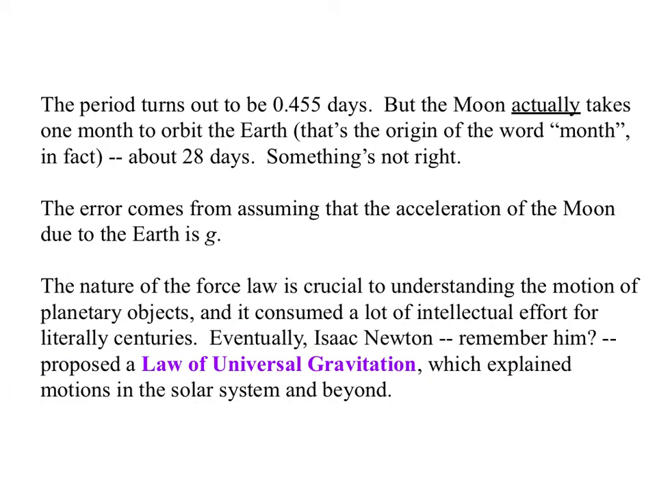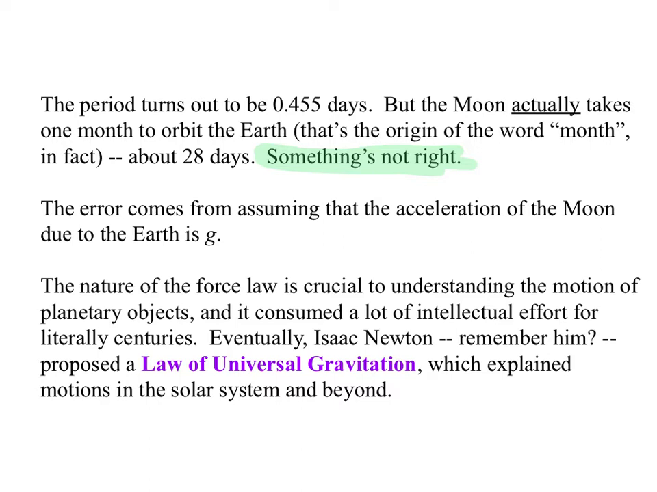But the Moon actually takes much longer than that. It takes 1 month to orbit the Earth. In fact, that's the origin of the word month in English. It's about 28 days. So therefore, something's not right. That's the most important thing to recognize here. Something's gone wrong. What's gone wrong? The error comes from assuming that the acceleration of the Moon due to the Earth is still g, 9.8 meters per second squared. That turns out not to be true.